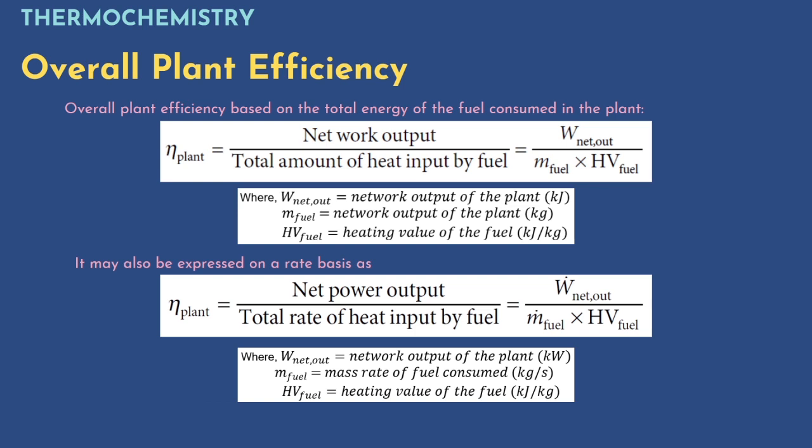It may also be expressed on a rate basis, where η plant is equal to net power output over total rate of heat input by fuel, which is equal to W net out over M fuel times HV fuel, where W net out is equal to the net power output of the plant, M fuel is equal to the mass rate of fuel consumed, and HV fuel is still the heating value of the fuel.